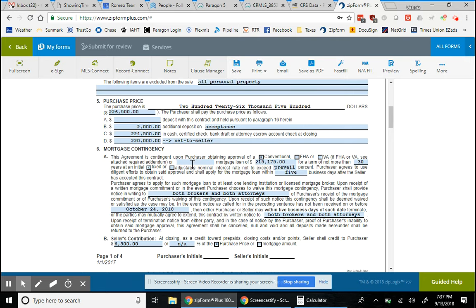This entire contract is contingent upon you obtaining a conventional loan, not more than $215,175. Where did I get that random number?